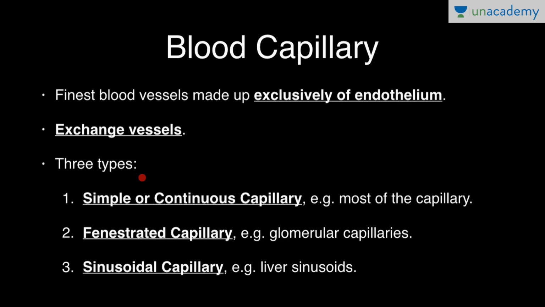Now there are three types of blood capillary. First, simple or continuous capillary. An example is most of the capillaries. So most of the capillaries of our body are simple or continuous. Second is fenestrated capillary. An example is glomerular capillaries, that is, capillaries present in the glomerulus of the kidney. Then third is sinusoidal capillary. An example is liver sinusoids.